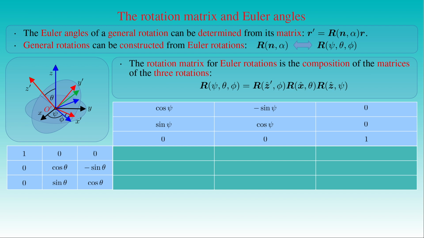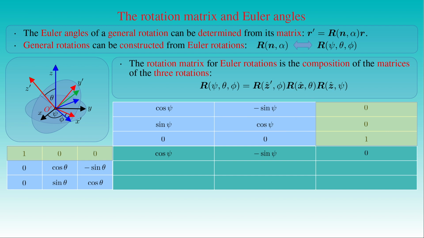The product of the first row of the second matrix and the first column of the third matrix gives the top left element of the resulting matrix, which is equal to cosine psi. The product of the first row of the second matrix and the second column of the third matrix is equal to minus sine psi for the top middle element of the resulting matrix. The product of the first row of the second matrix and the third column of the third matrix gives the vanishing top right element of the resulting matrix.